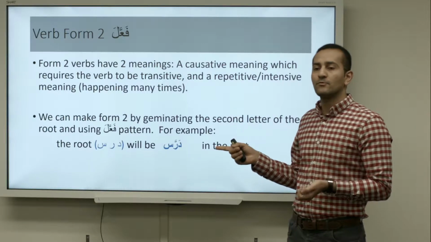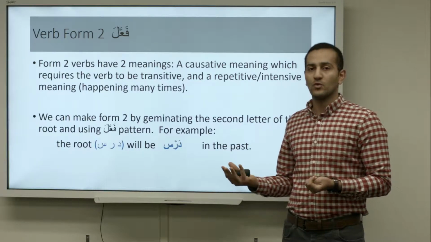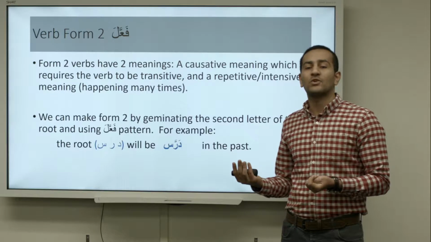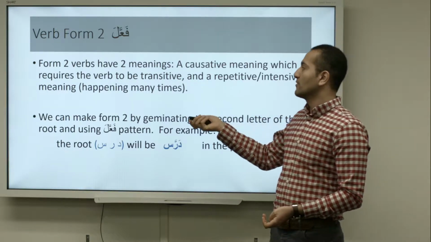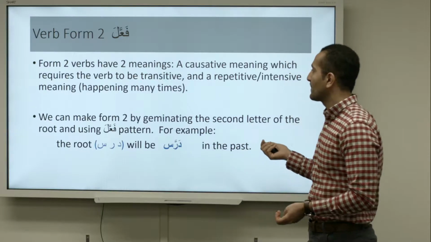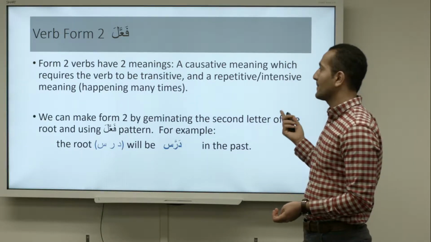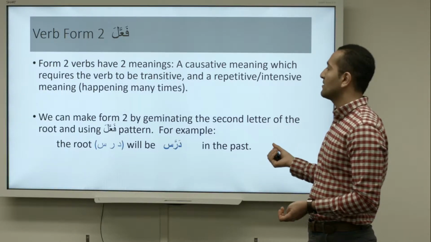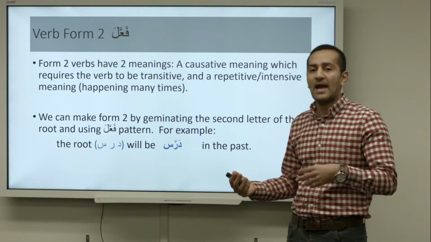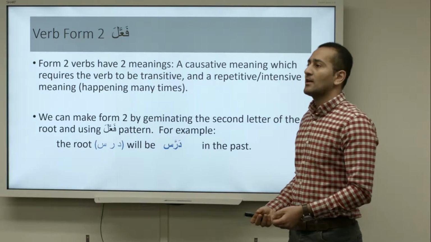What about verb form 2? What changes do we make in the sounds in order to create this form? Let's see here the meaning of this. Verb form 2 has two meanings: a causative meaning, which requires the verb to be transitive, and a repetitive, intensive meaning, that is happening many times.